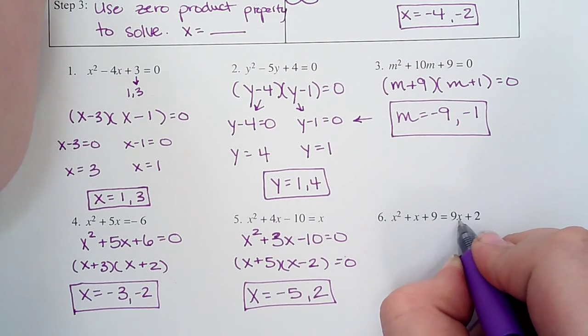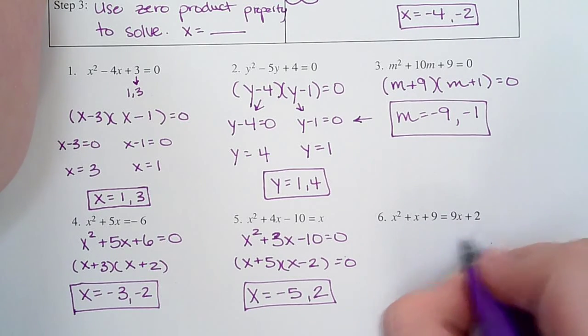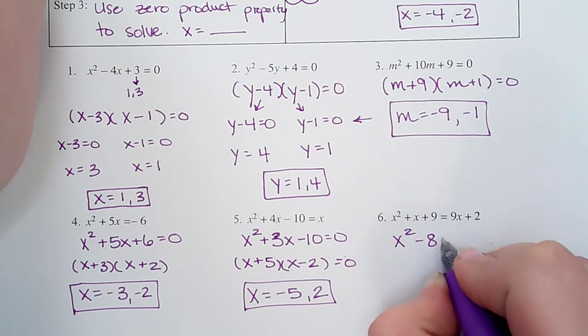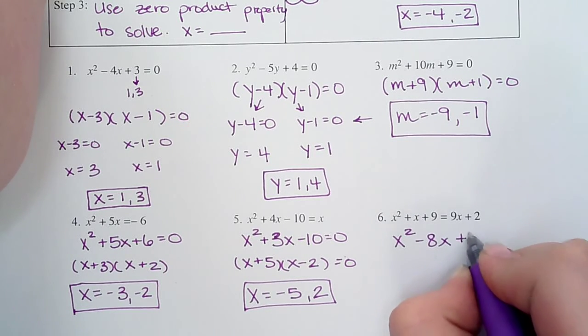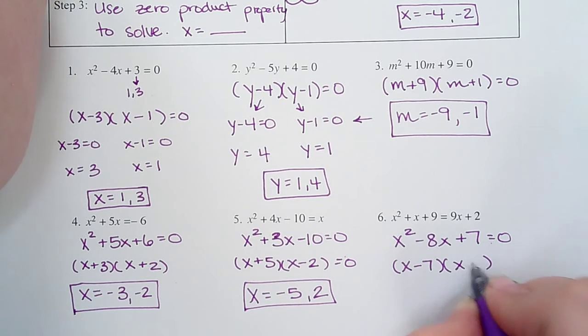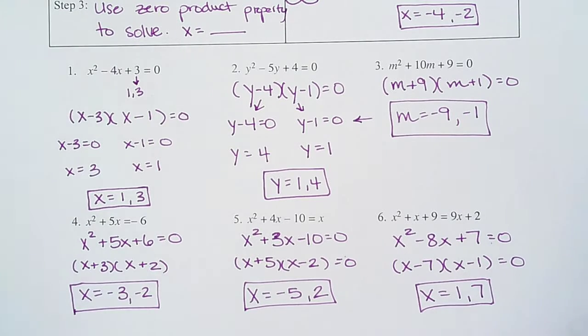This one's tricky because we not only have to move the 9x over, but also the 2. So you get x squared minus 8x plus 7 equals 0. All right, 7 and 1 ought to do it for us. They both need to be negative. So x can either equal positive 1 or positive 7.